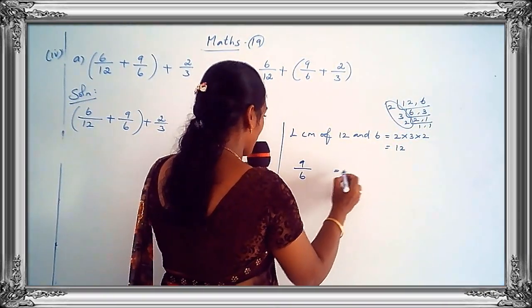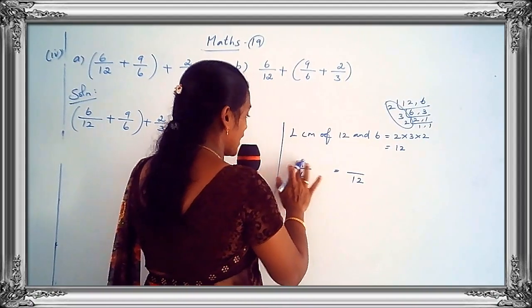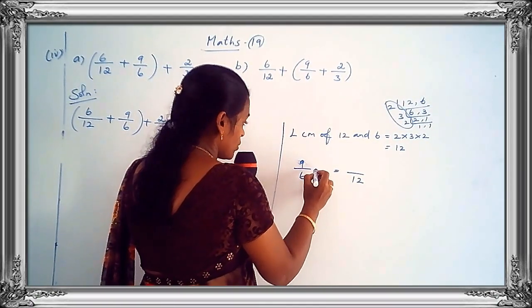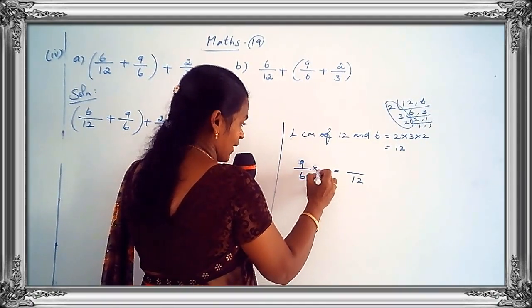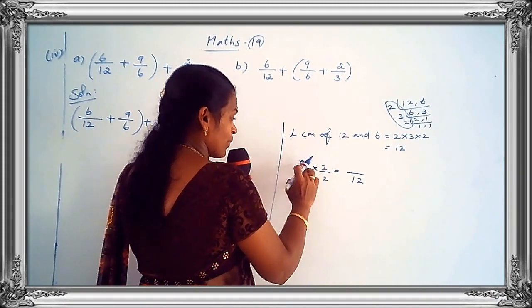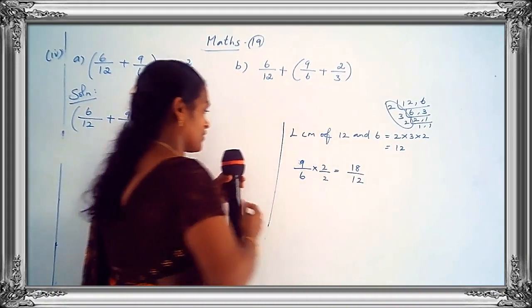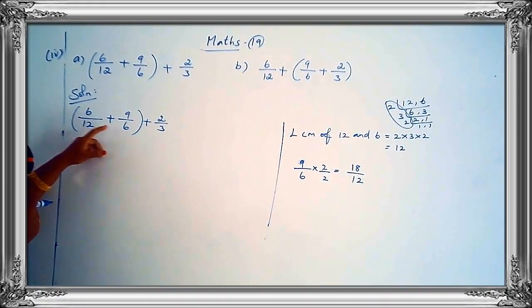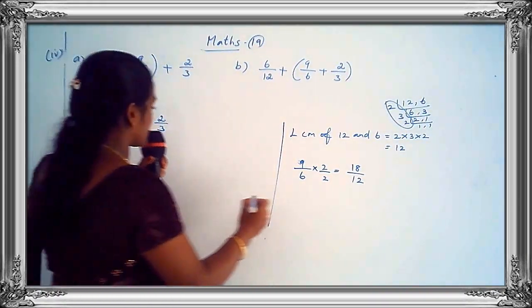So now we want the denominator to be 12, so that's why we multiply the numerator and denominator by 2. Okay children, 6 twos are 12. Now for the numerator, 9 twos are 18. So 6 upon 12 plus 9 upon 6, what is the answer?